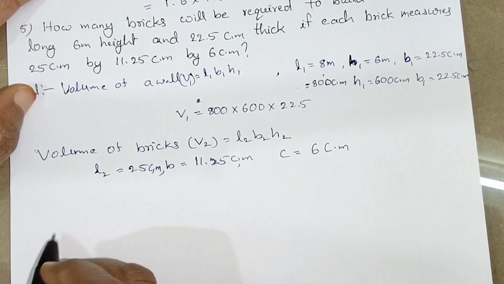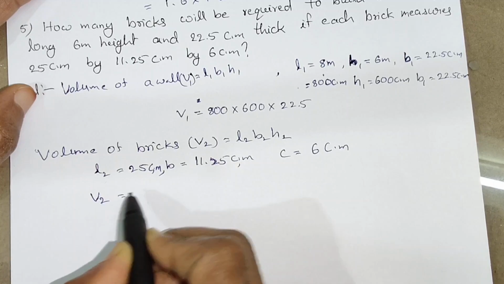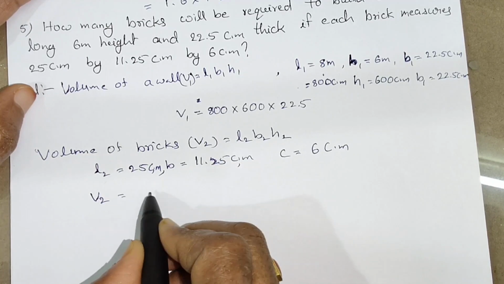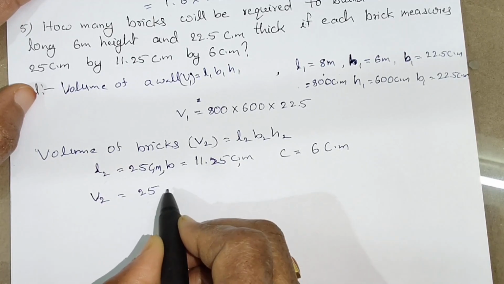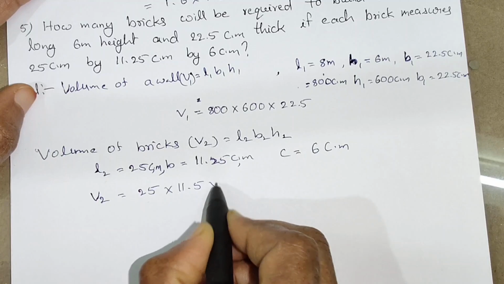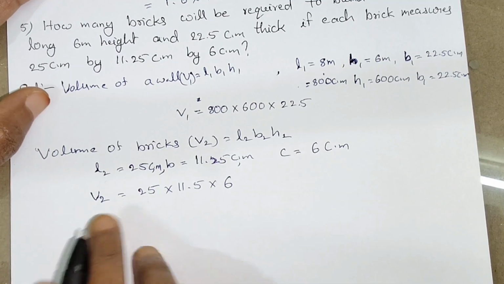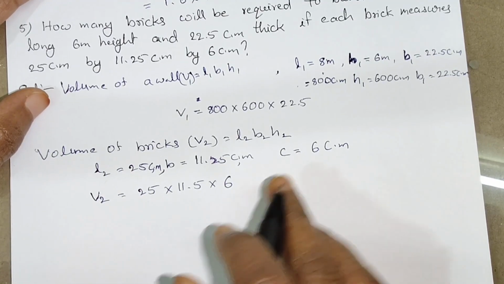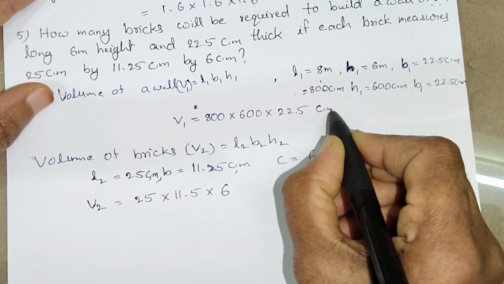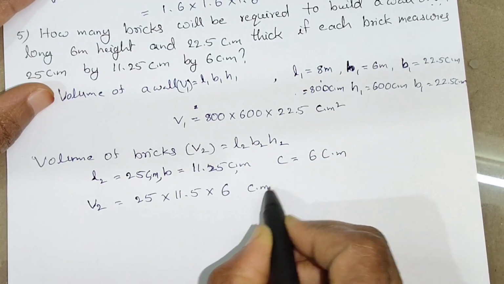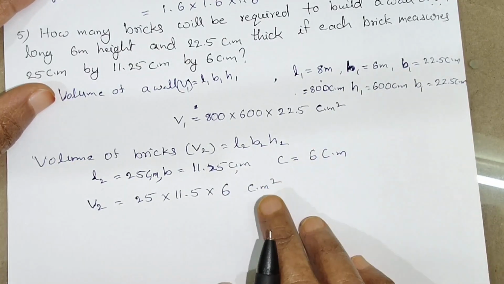Now we write the volume of brick: V2 equals L times B times H, which is 25 into 11.25 into 6. This is the volume of the brick, and the unit is centimeter cube. Here also we write the unit centimeter cube. Now these two units are the same.